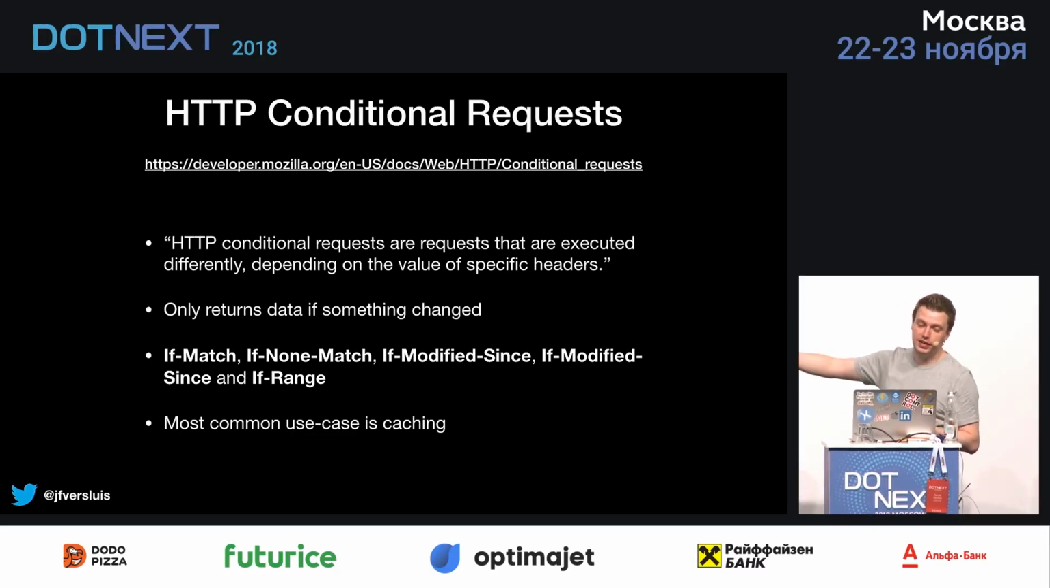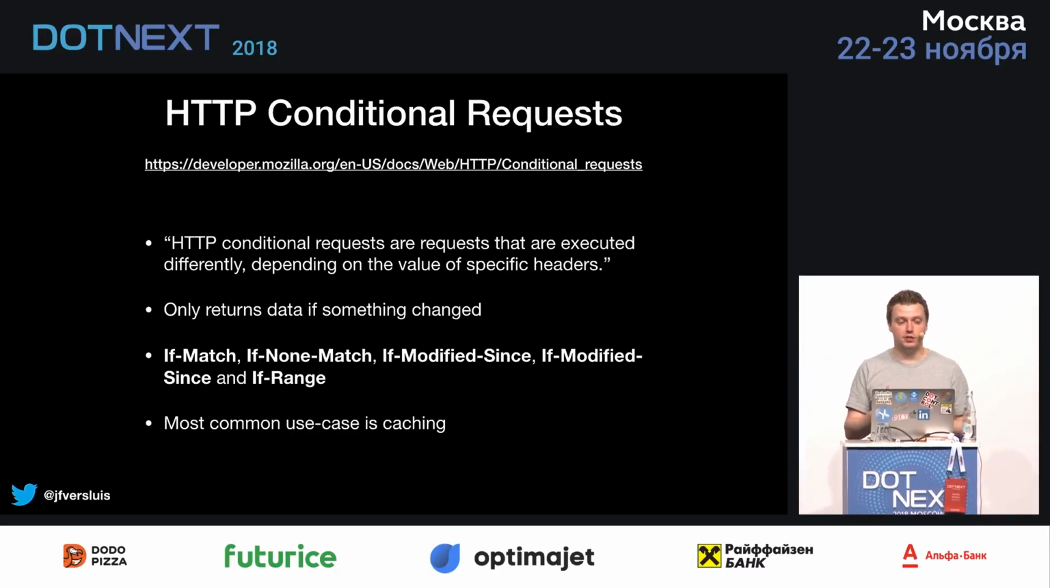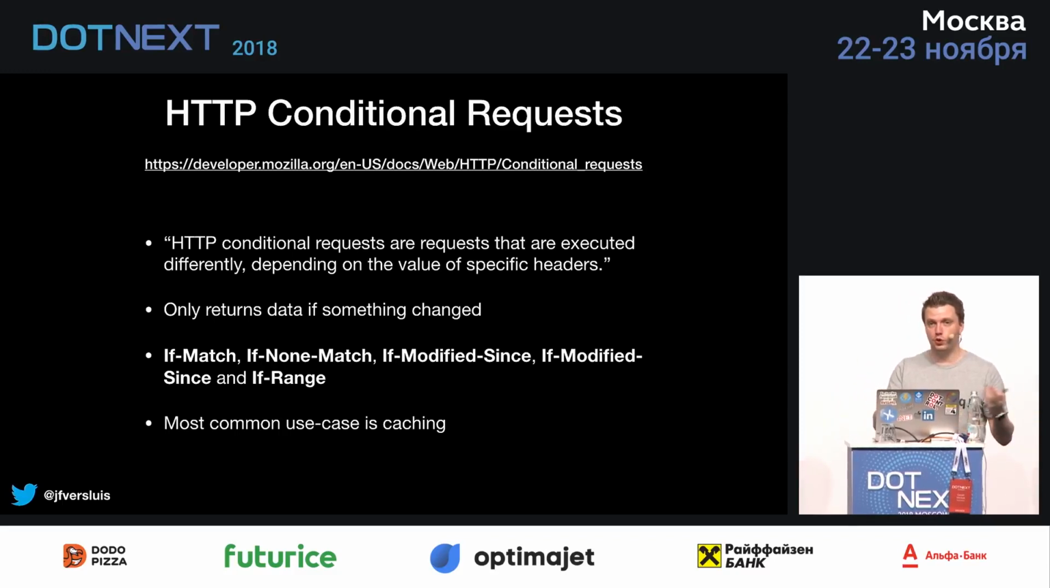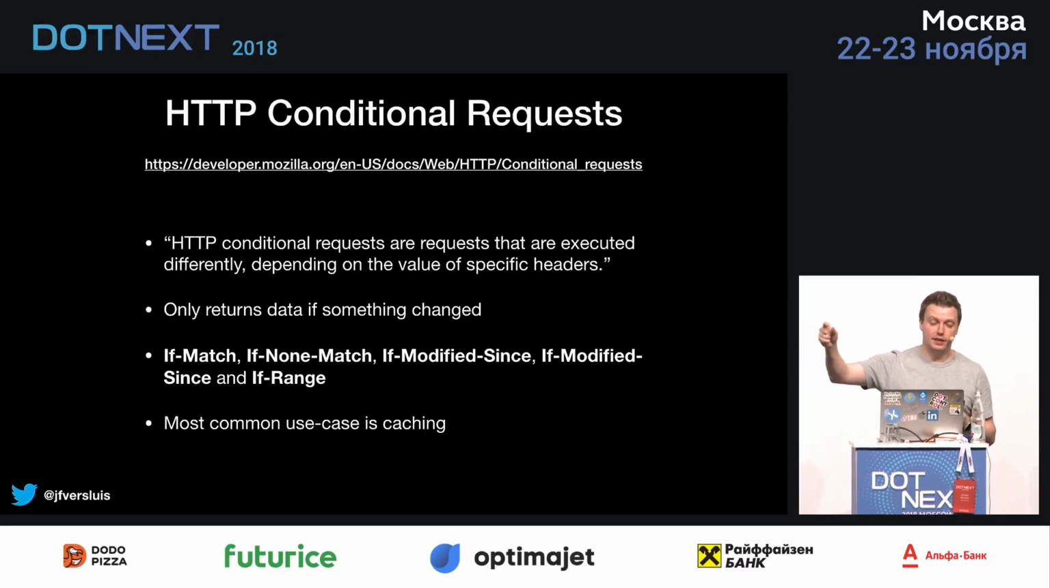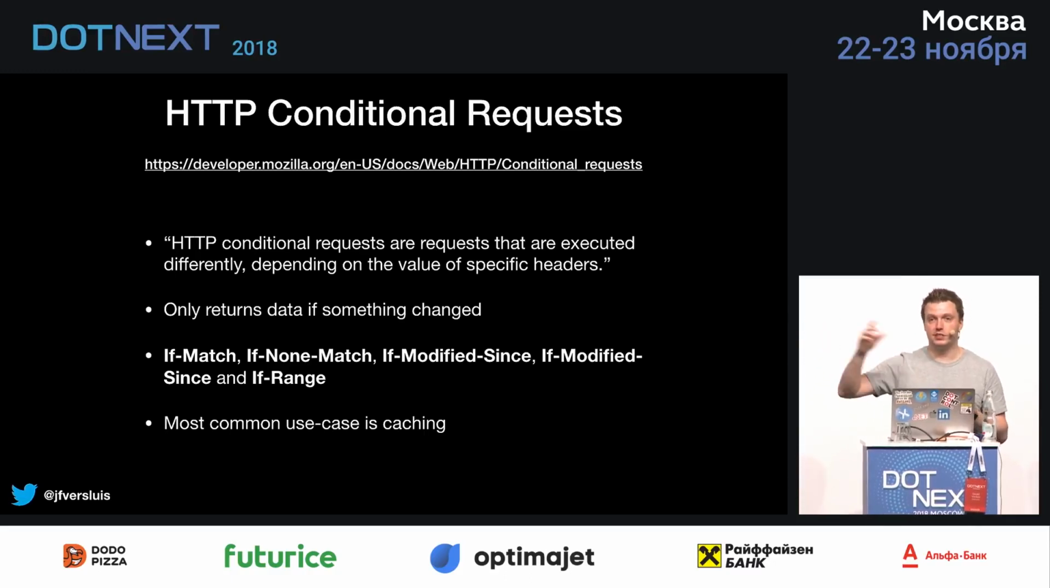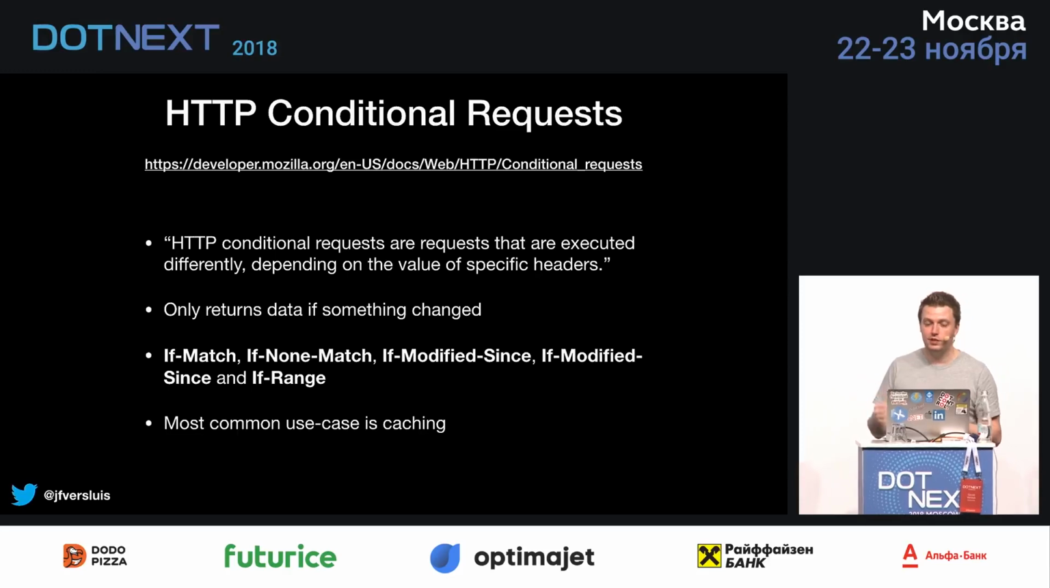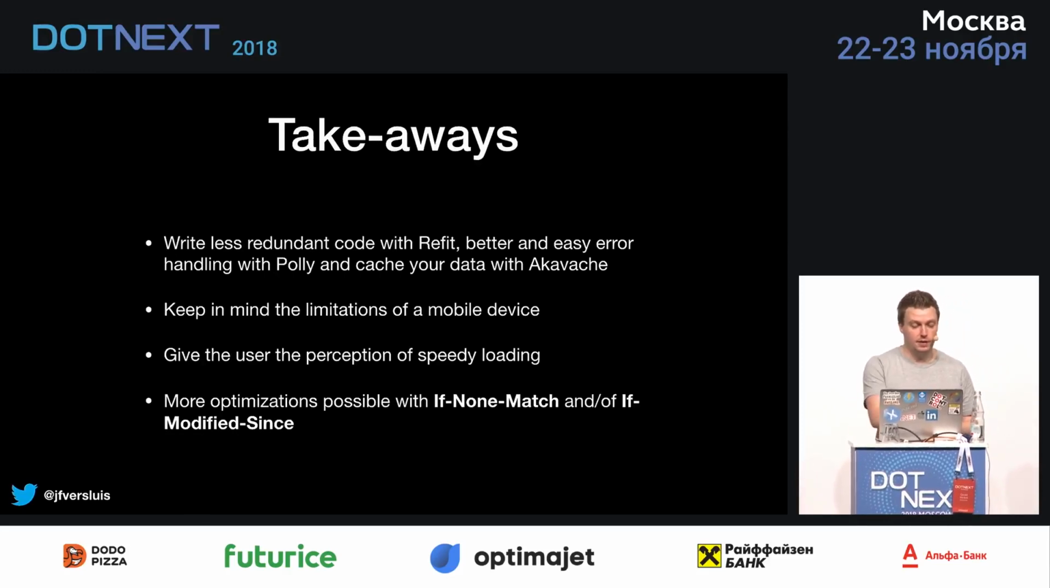And it only returns data if something changed. And you can have these conditions with if-match, if-none-match, or if-modified-since. So you can also send a date timestamp over and see if it's modified since that time. So you would have some kind of flag in your database that the data has changed at this time. And it's actually a very easy form of caching.